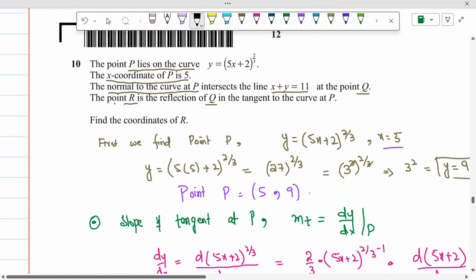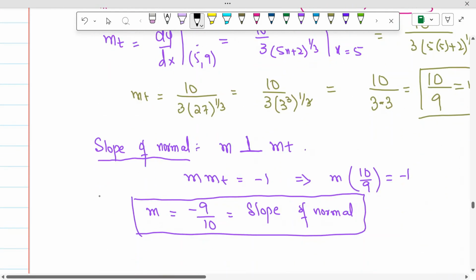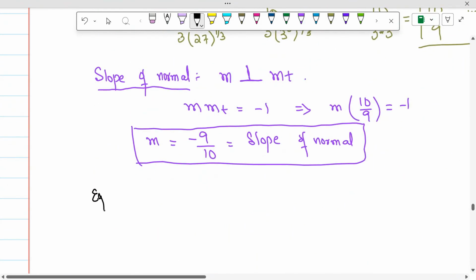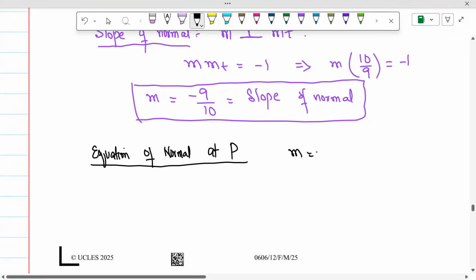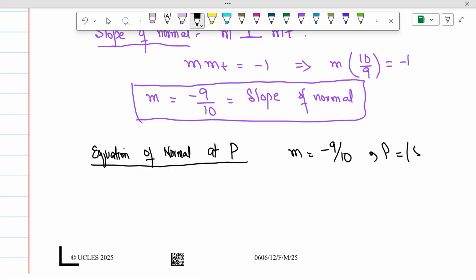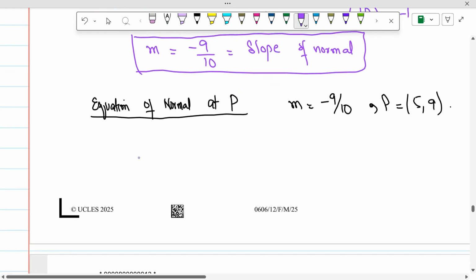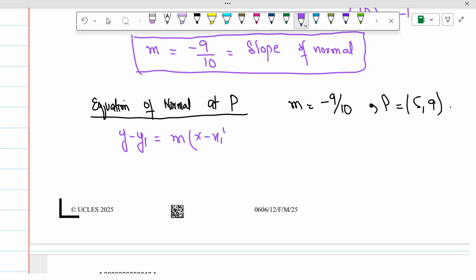So we need to find the equation of the normal at P. So the slope of the normal is negative 9 over 10 and the point P is (5, 9). So we can use slope-point form to find the equation of the normal. Slope-point form is y minus y1 equals m times x minus x1.